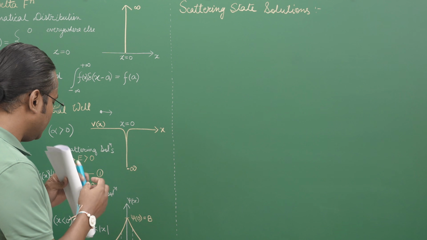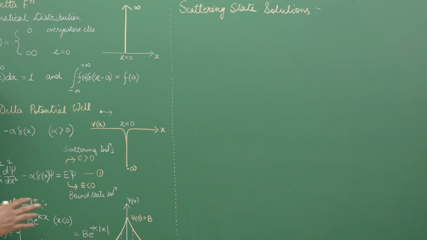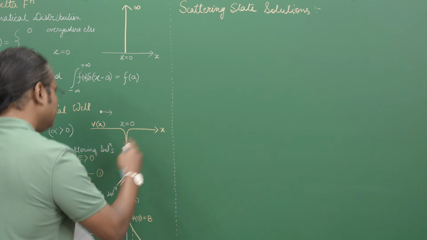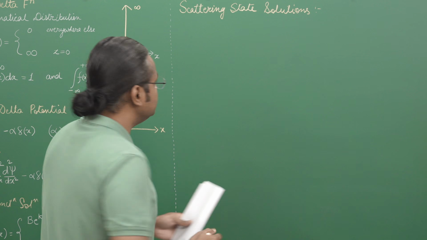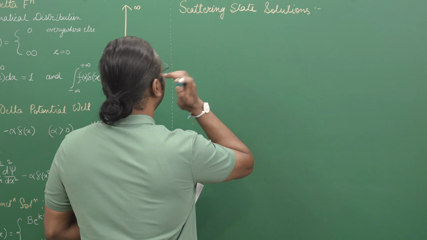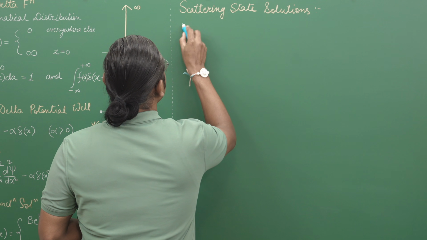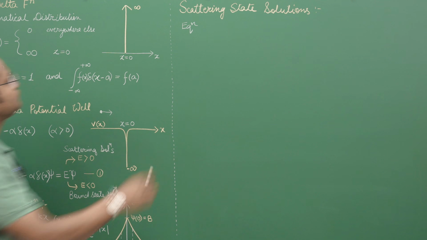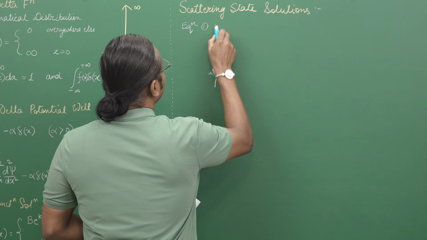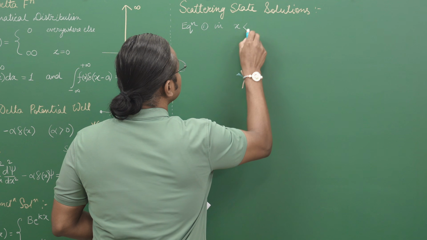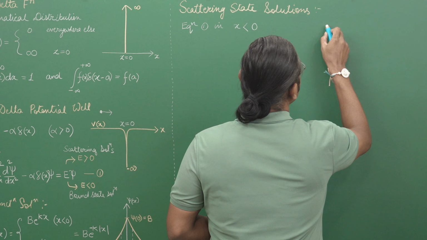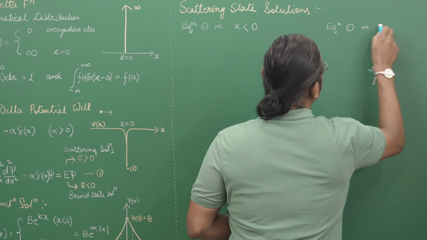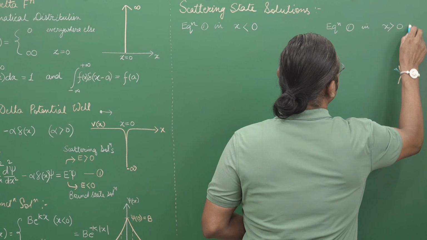So if I look at the Schrodinger equation for the scattering state solutions, I want to solve the Schrodinger equation first in the negative x-axis and in the positive x-axis, and that would help us figure out the solutions in a very simple manner. So I want to look at equation 1 in the region x less than 0 first, and I also want to look at equation 1 in the region x greater than 0, right?